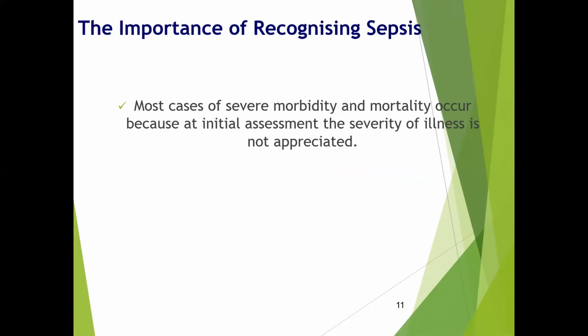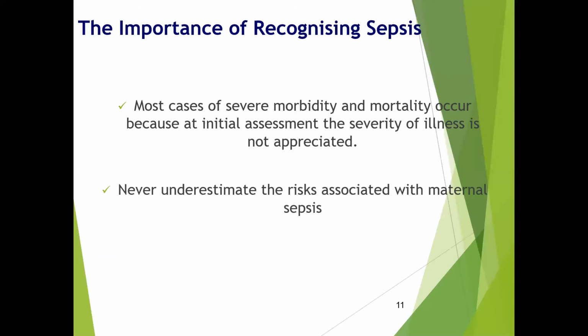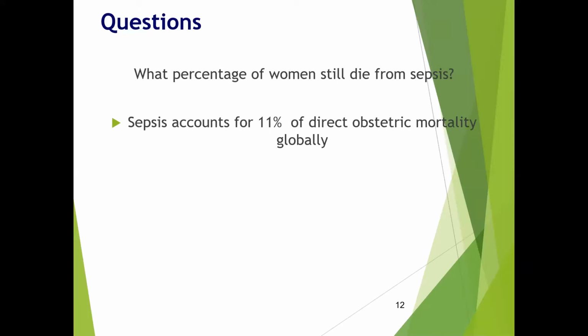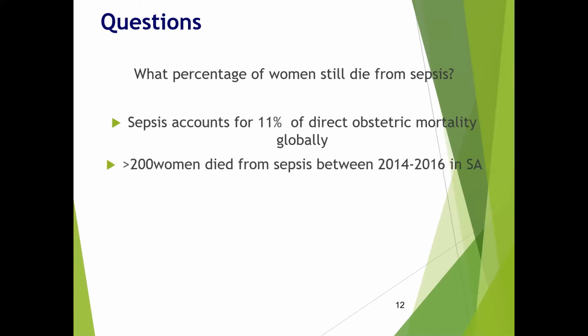And you'll see what I mean by that as I go on. It's important never to underestimate the risk associated with maternal sepsis. The question is, what percentage of women still die from sepsis? Sepsis accounts for at least 11% of direct obstetric mortality globally, and more than 200 women died from sepsis between 2014 and 2016 in South Africa.